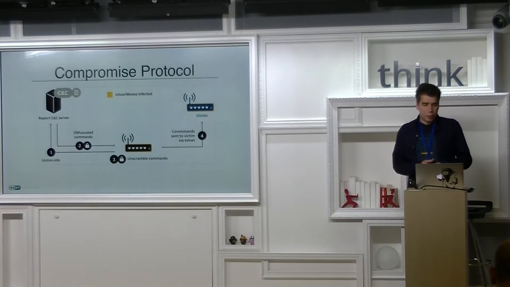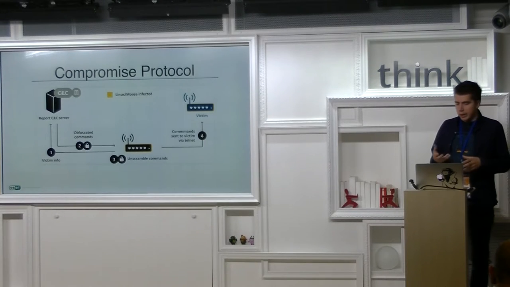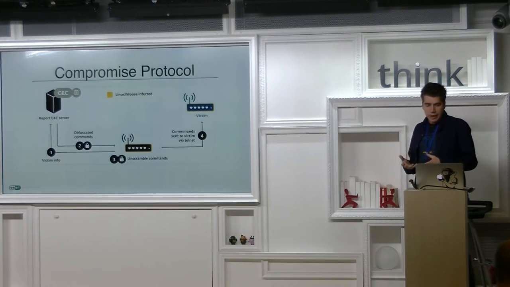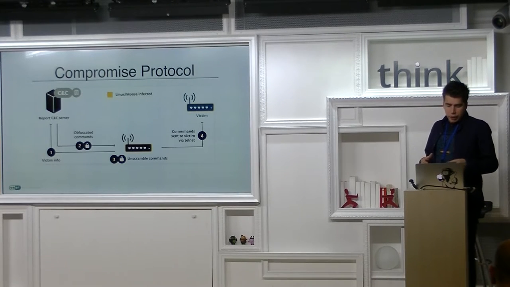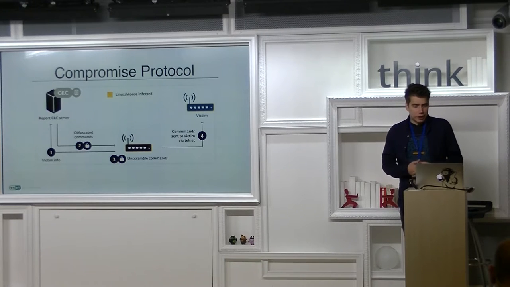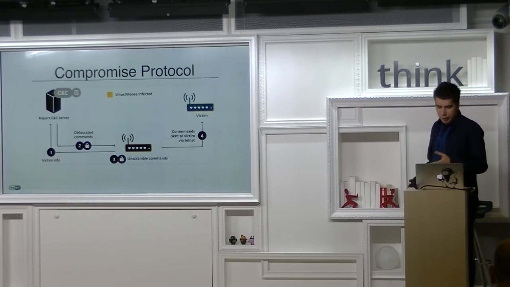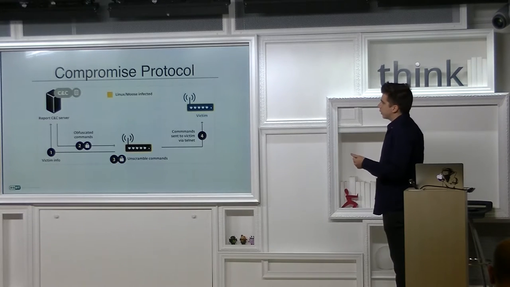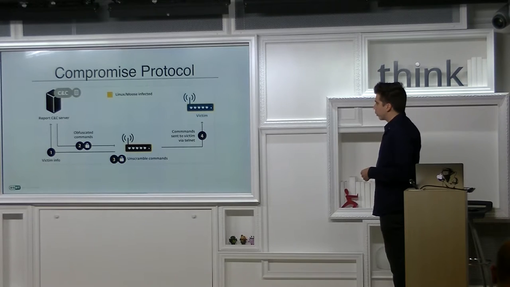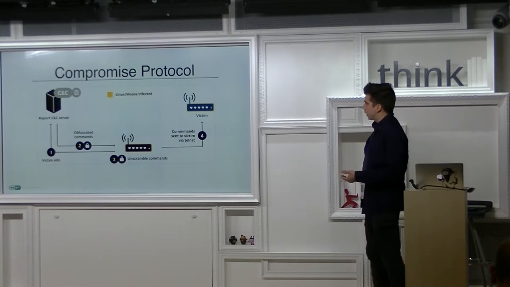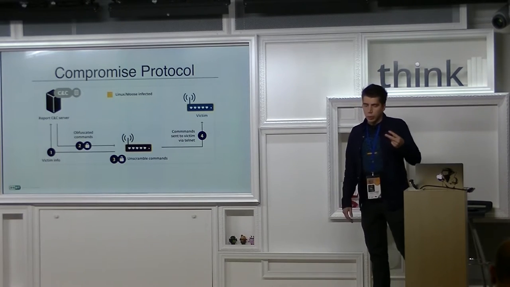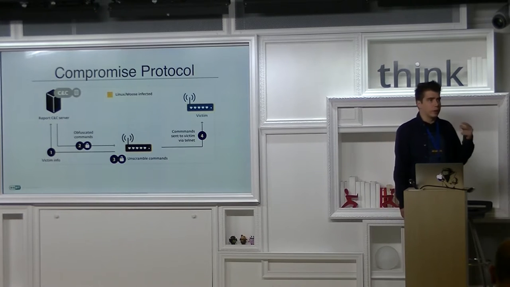Here's roughly the compromise protocol. What is really intriguing is that the CNC is actively involved during the compromise, which is, again, a design decision that we'll discuss. Victim information is sent to the CNC server, and then the CNC sends obfuscated commands with, like, bozo crypto. The router performing the infection will unscramble them and then send the commands directly to the victim via Telnet. Two different mechanisms to deliver the payload.